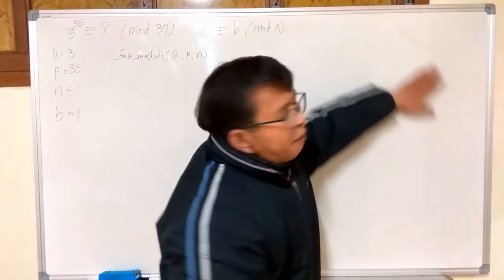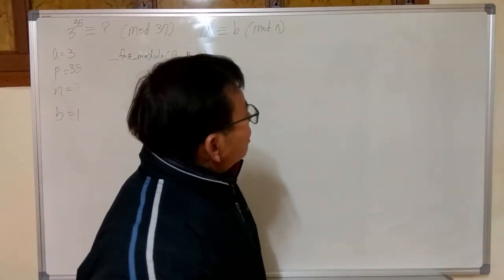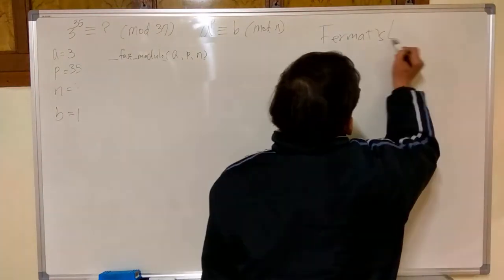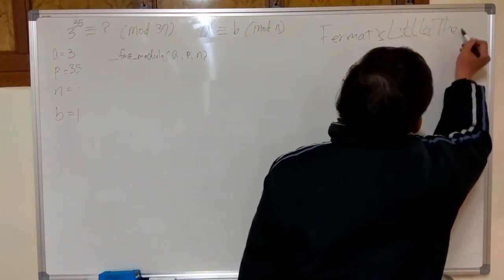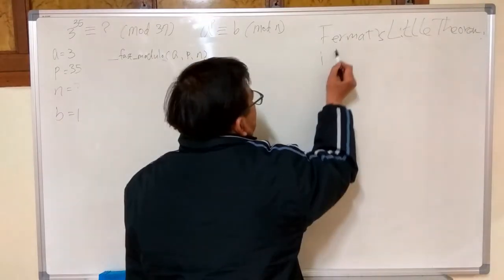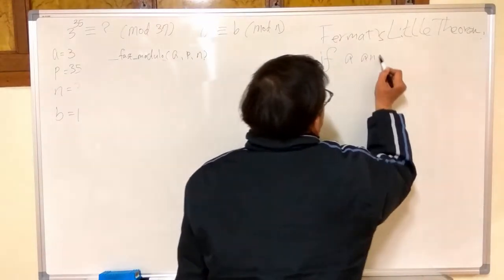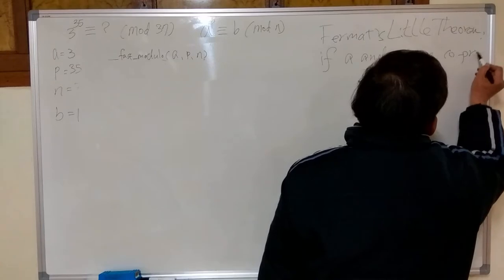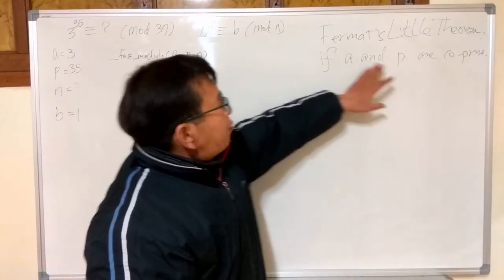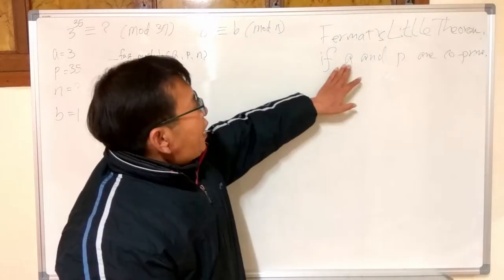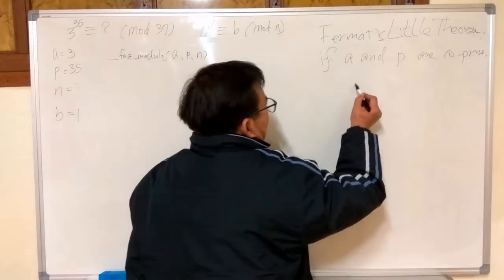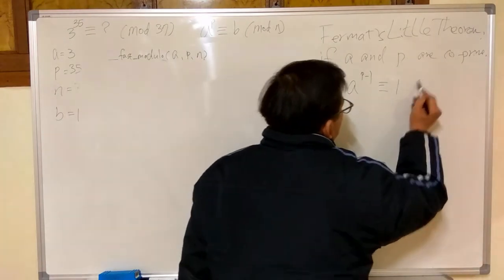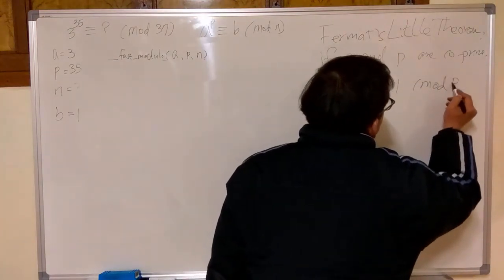Now I'm talking about Fermat's Little Theorem. According to Fermat's Little Theorem, if A and P are coprime, of course A and P are integers, then A to the power of P minus 1 is congruent to 1 mod P.